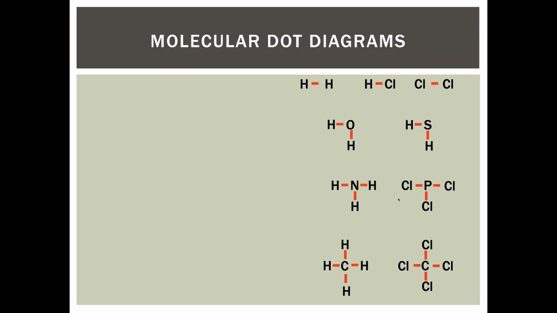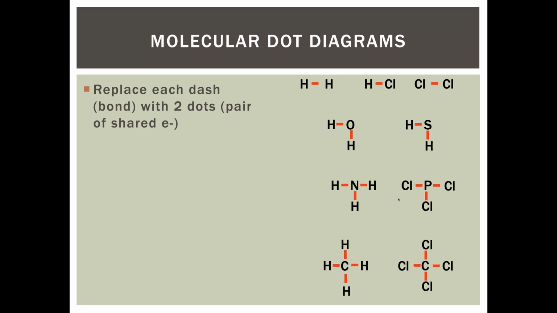The dot diagrams. In order to get the dot diagram for a molecule, you simply need to replace each dash, which represents a covalent bond, with the pair of shared electrons that that bond represents. A pair is represented as two dots. Two dots per bond.